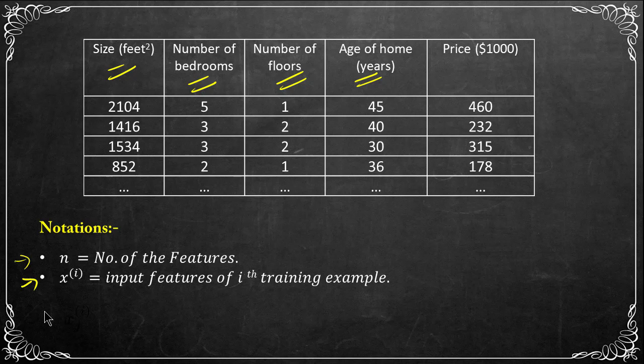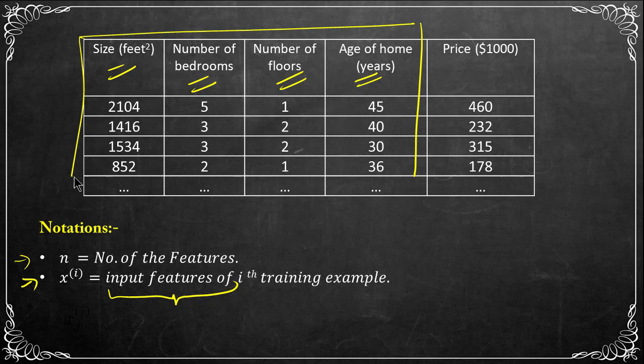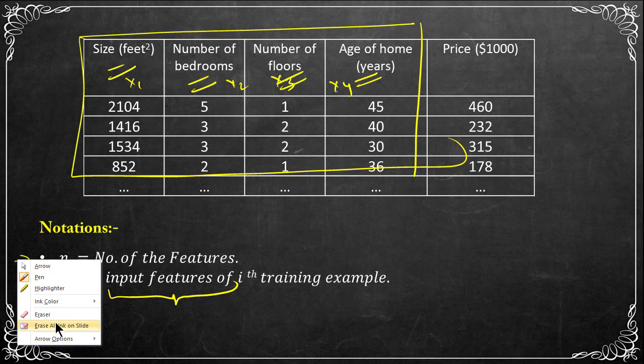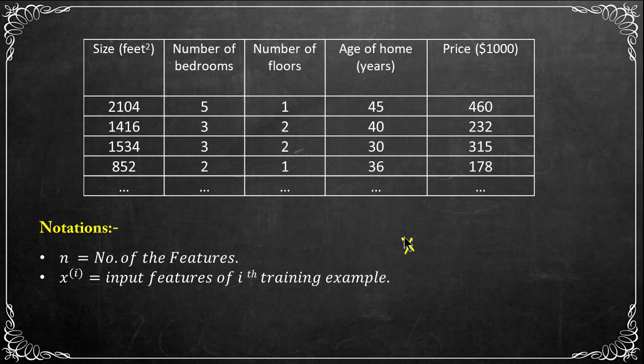Now what is x superscript i here? x superscript i is the input features of the ith training example. It is telling the input features, and the input features are these from here, which we name x1, x2, x3, x4. Now let's take an example. We have x, let's take this as x1, x2, x3, x4, and let's take x2 here, and we have here 1, 2, 3, 4.